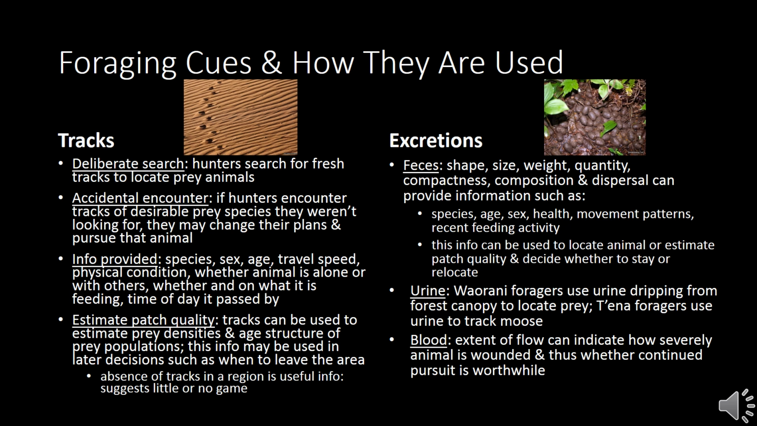Following tracks is one of the most obvious and common means of locating prey animals. Tracks may be searched for deliberately, as when tented trappers search for tracks of fur-bearing animals when choosing places to locate their traps, or tracks may be found accidentally. For example, when foragers are pursuing one species, they may come across tracks of a more desirable species and may change their plans and pursue the more desirable animal.